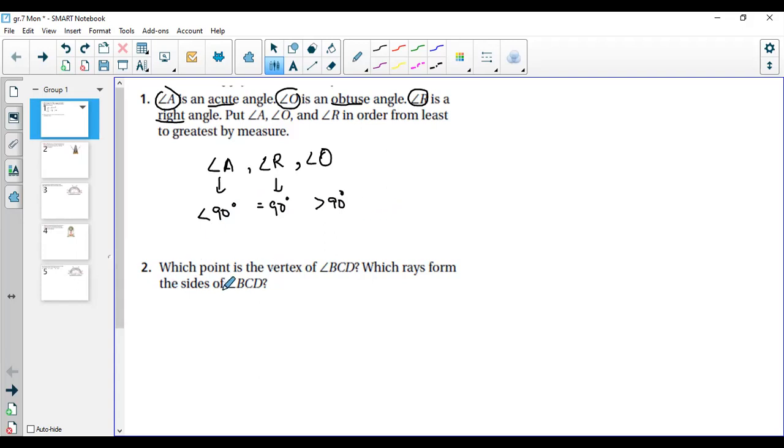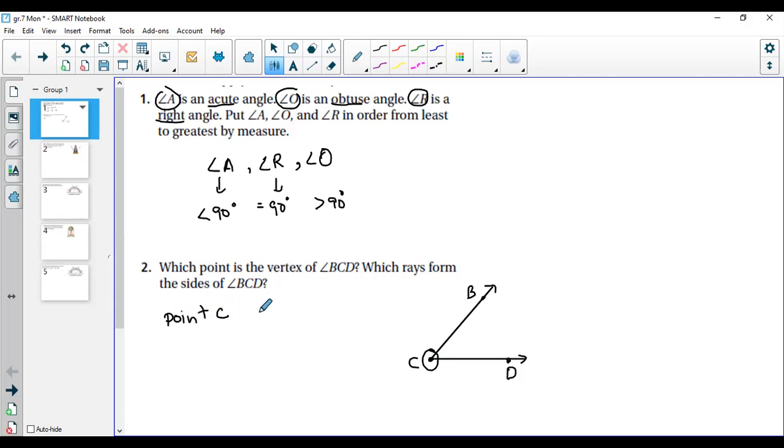Okay. Which point is the vertex of angle BCD? To make it more clear for you, let me draw an angle first. So this is an angle. We have two rays and we have a common point. They said angle BCD, so start naming it from here: B, C, and D. They have two questions. Which point is the vertex of BCD? Vertex means where both of them meet. So this is the vertex, right? Which is that point? Point C.